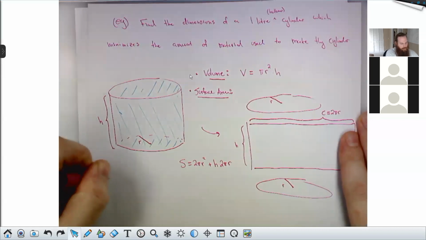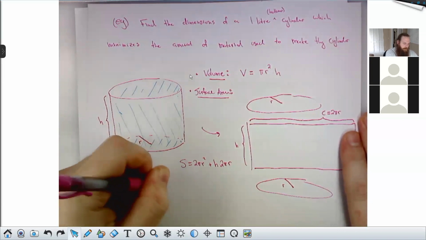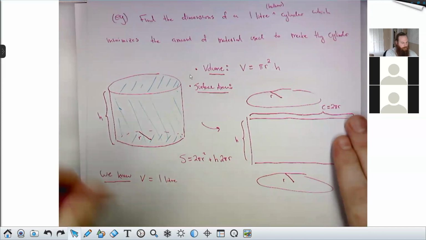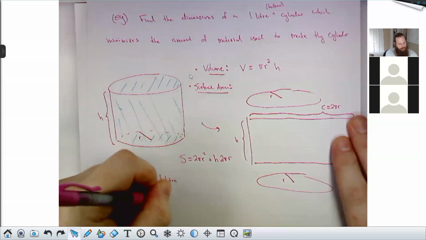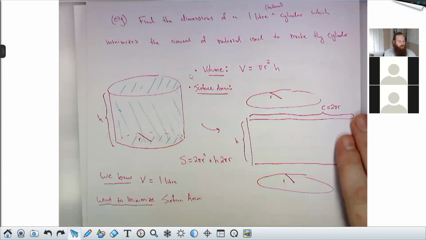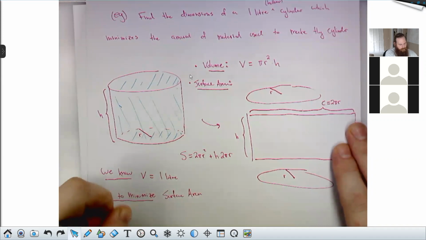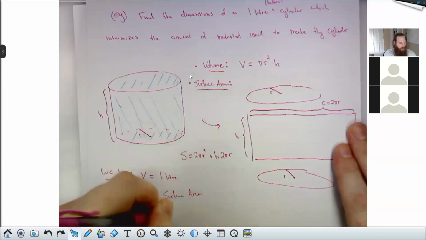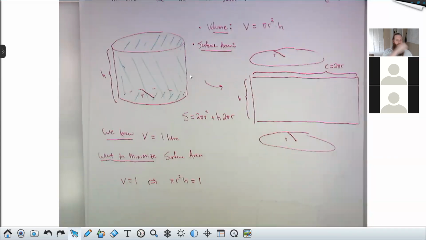Good. So we know that the volume has to be 1 liter, and we want to minimize the surface area. So my constraint is going to come from the volume, and the thing I'm trying to optimize is the surface area. Now, since the volume is 1 liter, I know that pi r squared h is 1. And I'm going to leave off the units here.